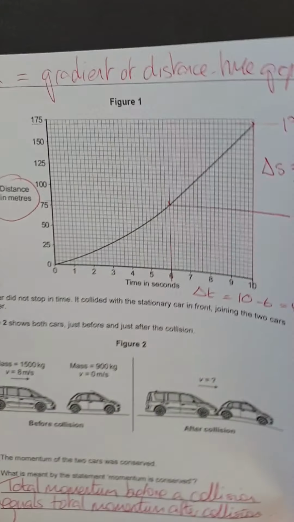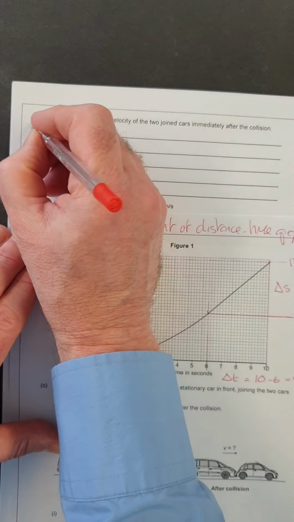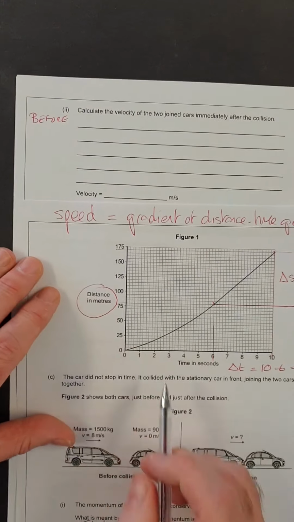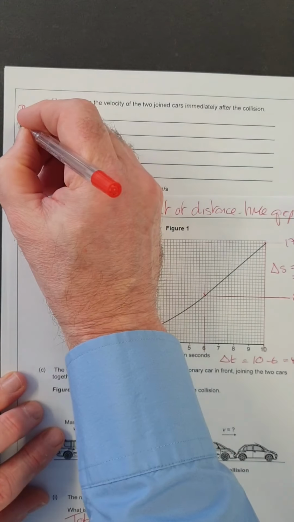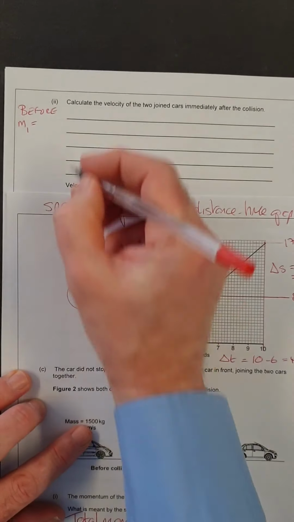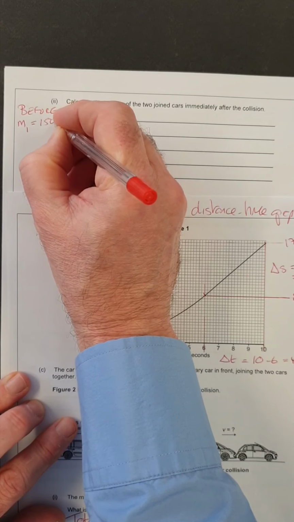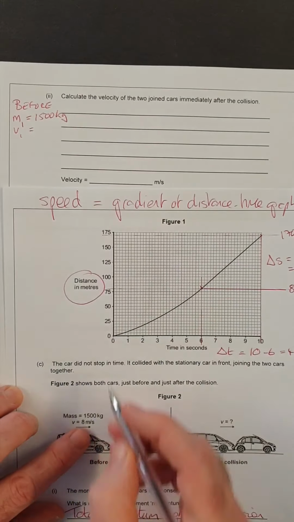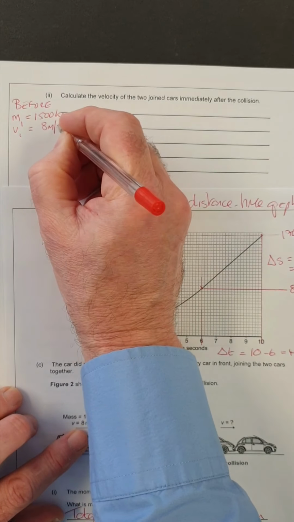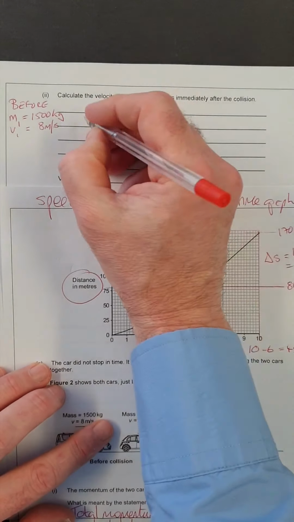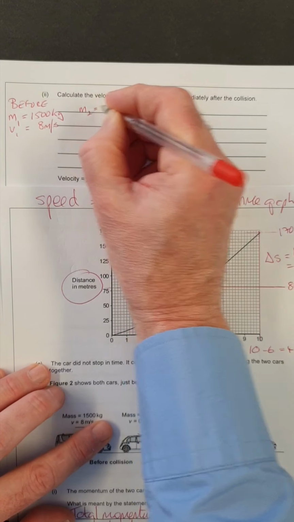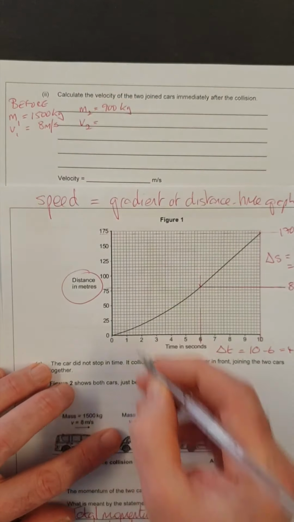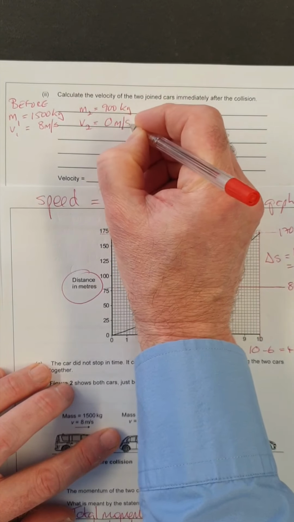So let me see what information I've got. I'm going to start with the before case. And again, I start by writing out my numbers. The mass of the first car was equal to 1,500 kilograms, and the speed of the first car was 8 meters per second, and the mass of the second car was 900 kilograms, and the speed of the second car was 0 meters per second.